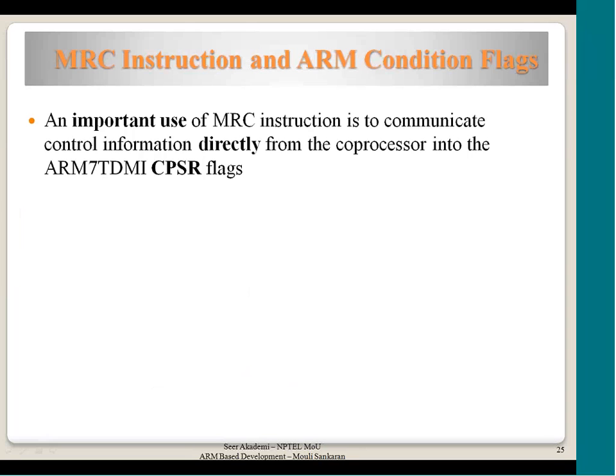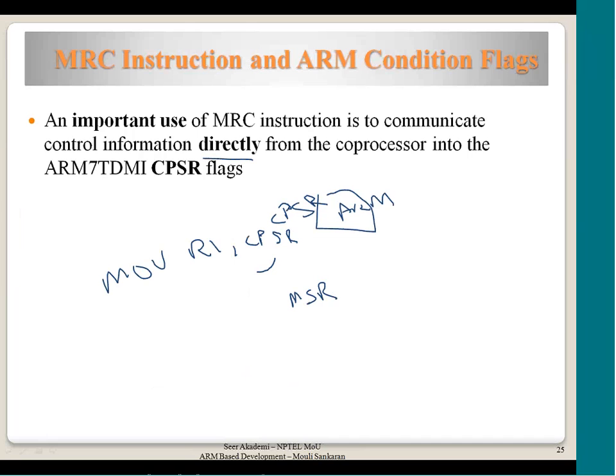An important use of the MRC instruction is to communicate control information directly. I told you about the CPSR flags of ARM, which you may want to change. Let me see if you remember this. In ARM, I mentioned that MRS and MSR instructions are used. But you cannot have a move instruction operating on CPSR. You can't say move CPSR into R1. You cannot do that.